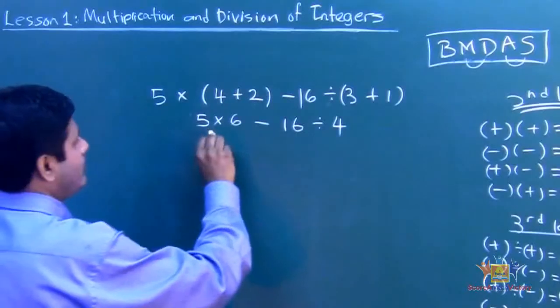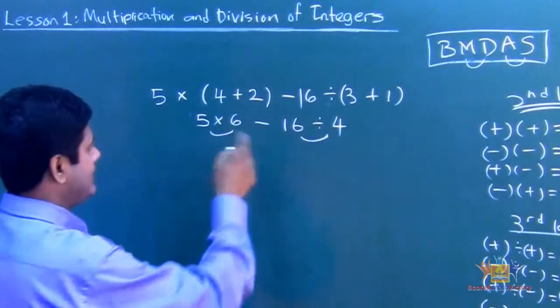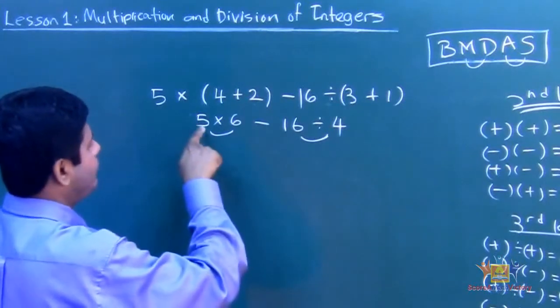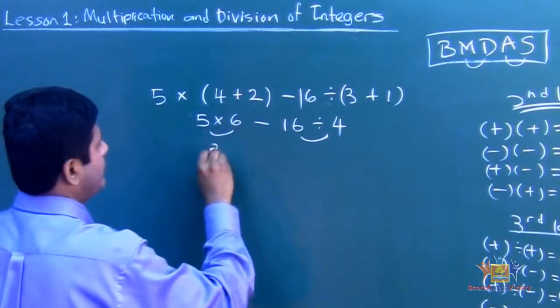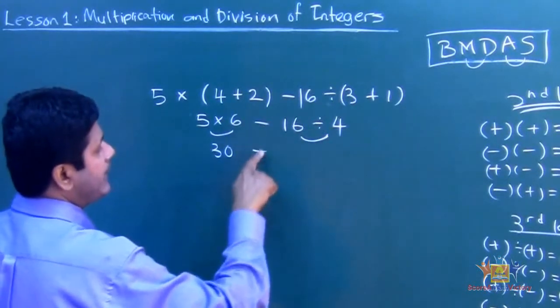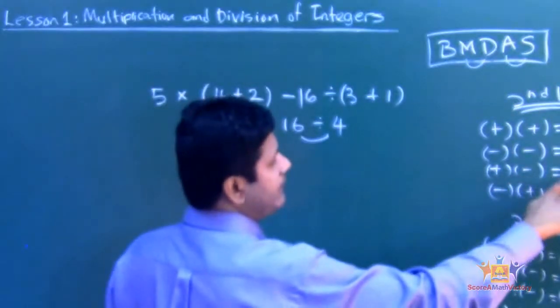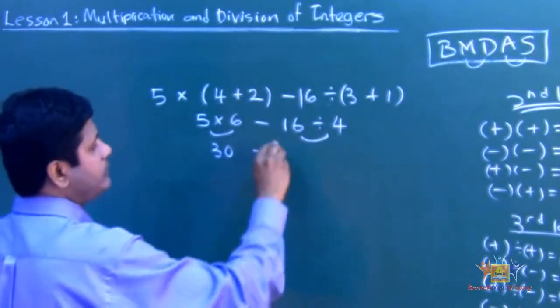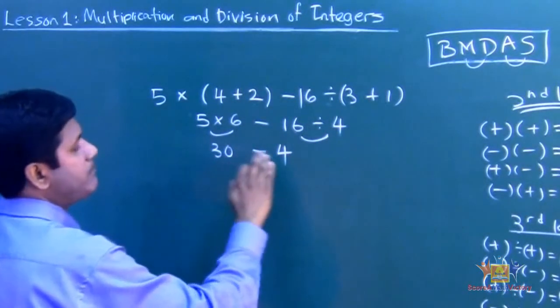So in this case, I'm going to combine these two first and then I'm going to subtract them. Okay? 5 times 6 is 30. 16 by this negative, we're going to put it back because positive and negative is negative. 16 divided by 4 is 4. Okay, so 30 minus 4.